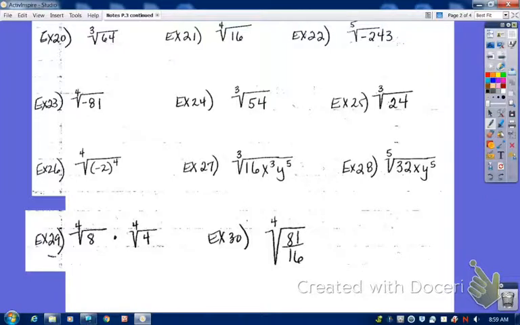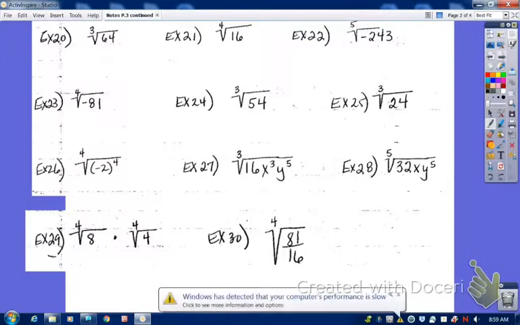So 20 is asking you, what number cubed is 64? What number cubed is 64? So you could use your chart. You could go down to x cubed until you find a 64, and then go over to the left. What number cubed is 64? 4.